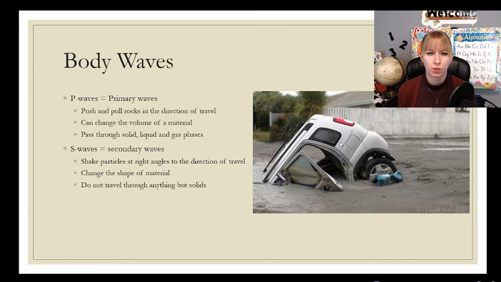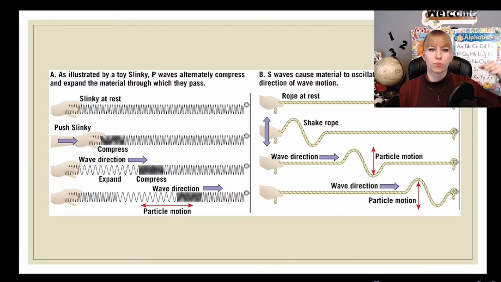Body waves are P waves and S waves. We're going to talk about those for real quick. Primary waves are push and pull. So think of a slinky, where you're going to have compression and pull apart, whereas your S waves are going to have up and down motions, like when you shake a rope.